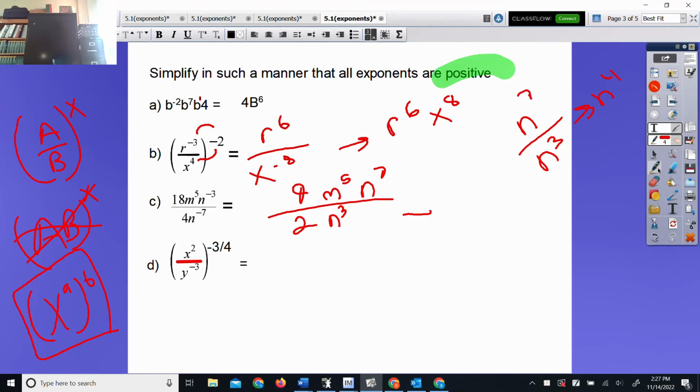Did you keep that down there? No, you did the subtraction. Would it be 9 over 2, m5, n5? 9 over 2, m to the 5th, n to the 4th.